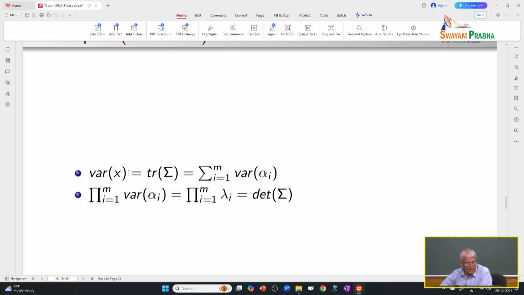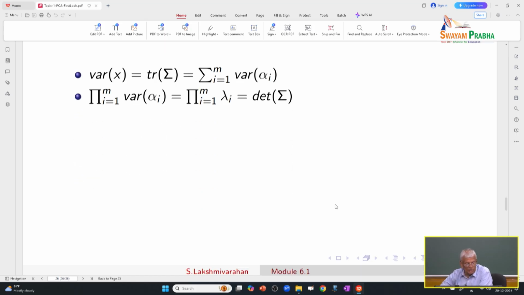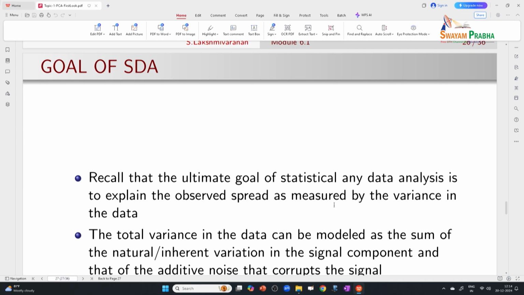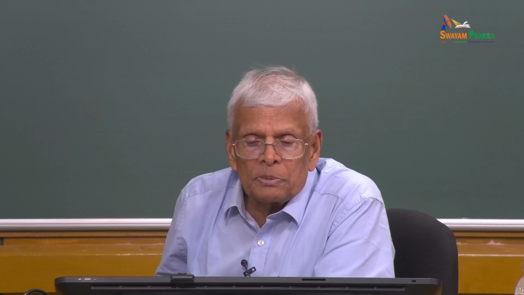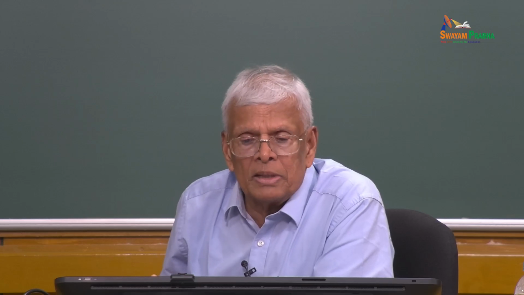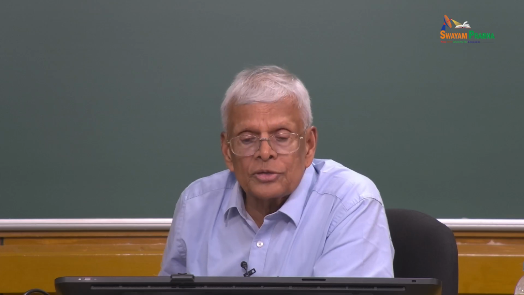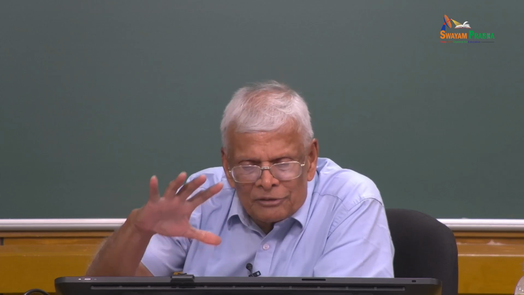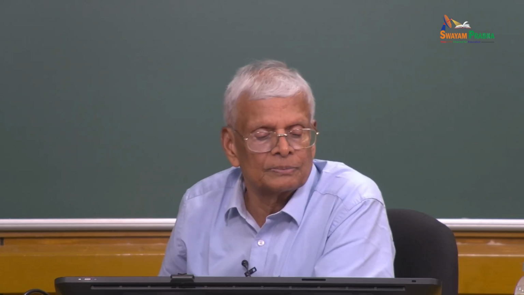So the total variance of x is equal to the total variance of sigma, which is equal to the total variance of alpha i. The product of all the variances, i equal to 1 to m, is the product of all the lambda i's, which is equal to the product of eigenvalues, called the determinant. The sum of the eigenvalues is called the trace of the covariance matrix. So we have already talked about the mathematical aspects of what is the principal pattern, what is the principal component, and how the same vector x can be represented using principal patterns and principal components. That's the basic theory of representation in principal component analysis.